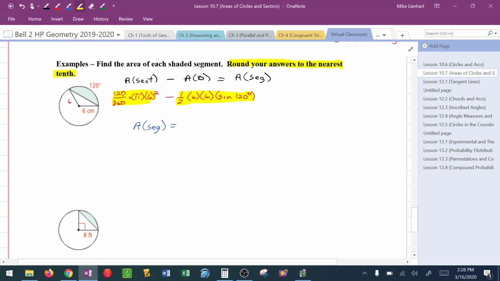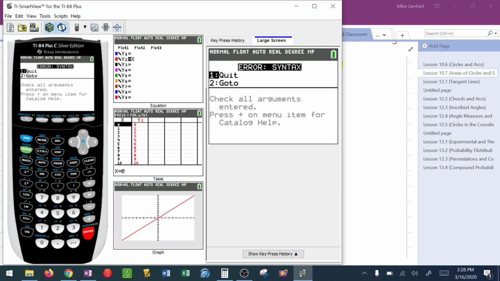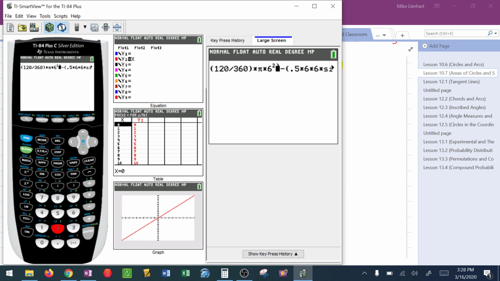I need the sine of 120 degrees. Sine of 120 degrees. Close that sine off. Close the second part of the subtraction off. Hit enter. Oh, great. What did I do? Let's take a look here. All right. And it's saying, oh, I know what it is. I need to go back to the beginning. When I hit that sine before, I forgot the original.